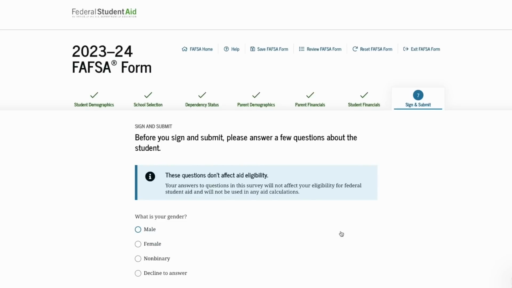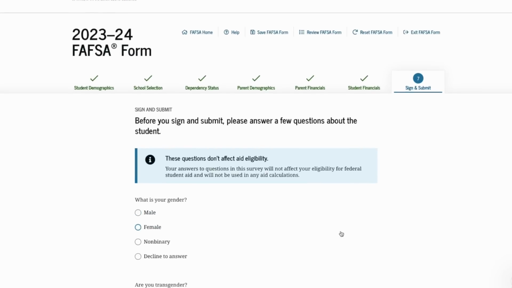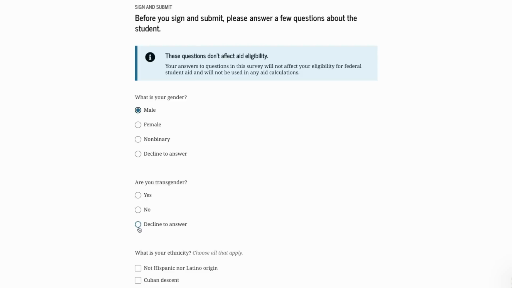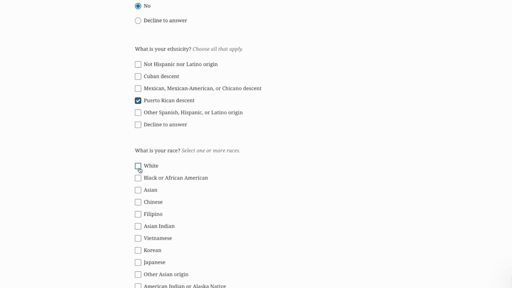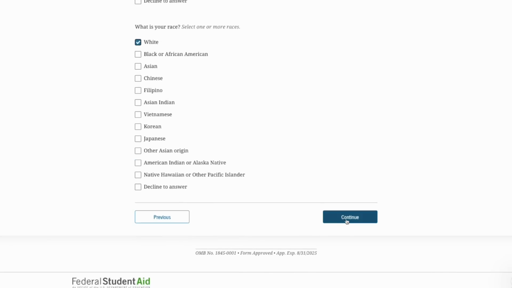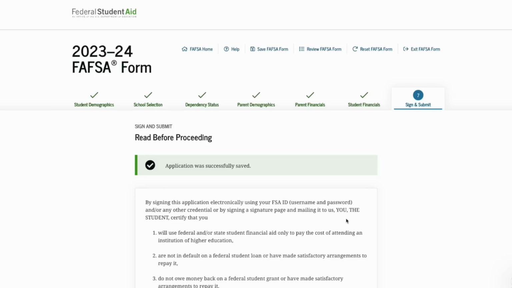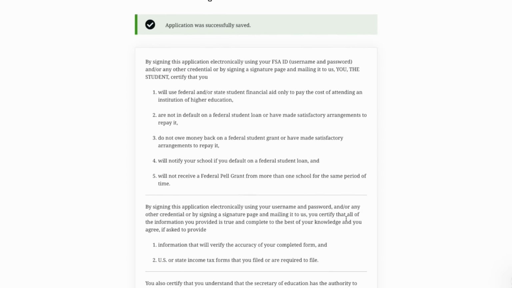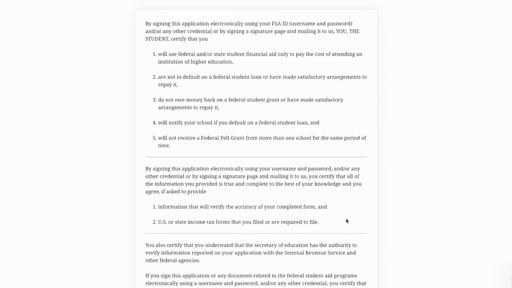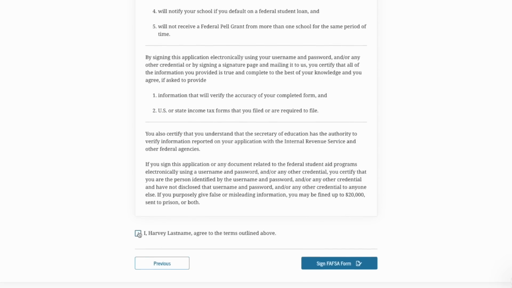You'll be asked a series of questions before signing and submitting about your gender, whether you consider yourself transgender, your ethnicity, as well as your race. So we're ready to sign electronically. We first have to read the terms of receiving federal student aid and agree to those terms. And once I agree to those terms, I can sign the FAFSA form electronically. By clicking this button, you'll have signed your FAFSA form.